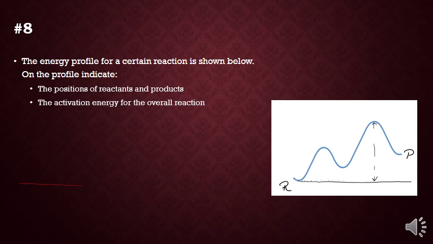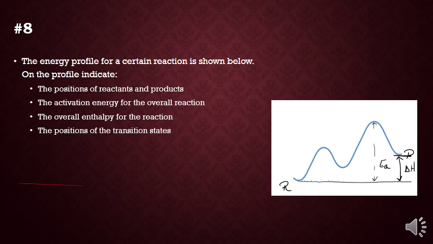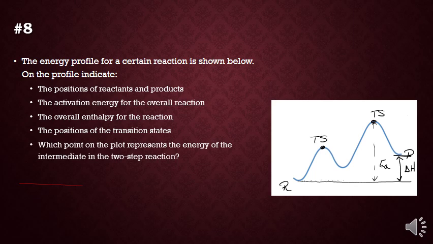You want to go with the bigger one. So here we have E sub A. And the overall enthalpy is simply the difference between the reactants and the products. So there is how we measure delta H. Transition states here and here. These are your transition states or activated complexes. Either one is fine. The intermediate is right here.